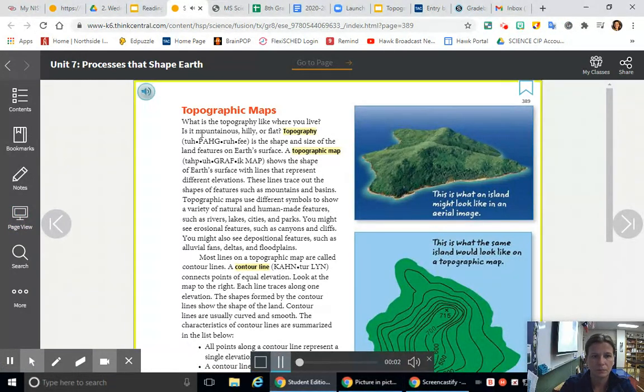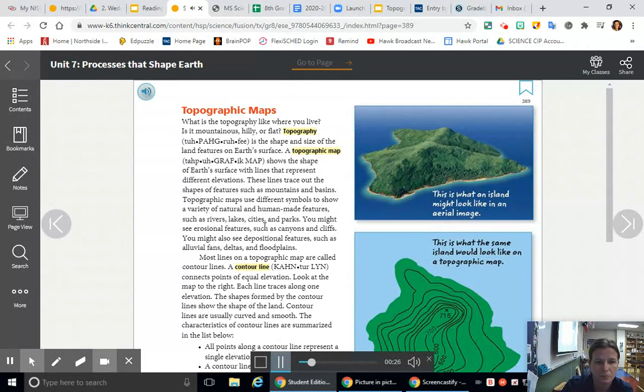Topographic maps. What is the topography like where you live? Is it mountainous, hilly, or flat? Topography is the shape and size of the land features on Earth's surface. A topographic map shows the shape of Earth's surface with lines that represent different elevations. These lines trace out the shapes of features such as mountains and basins.